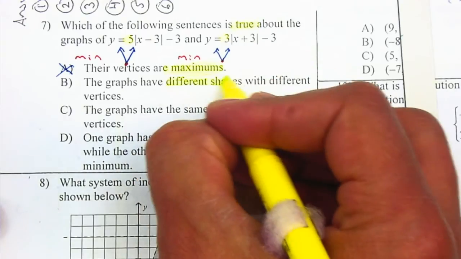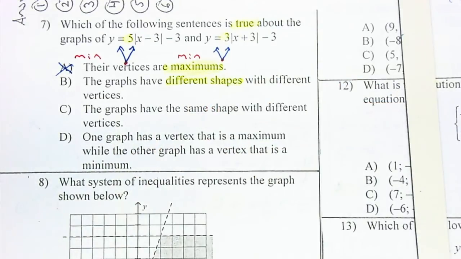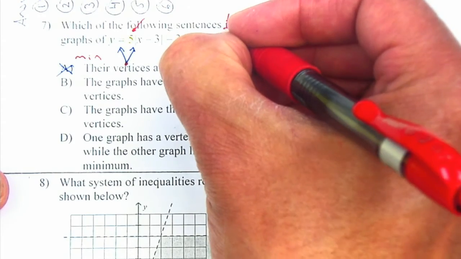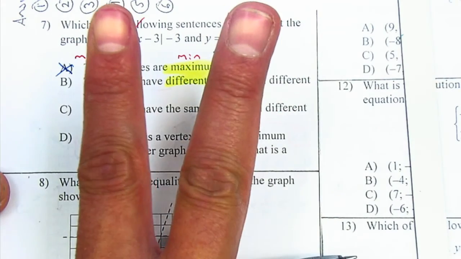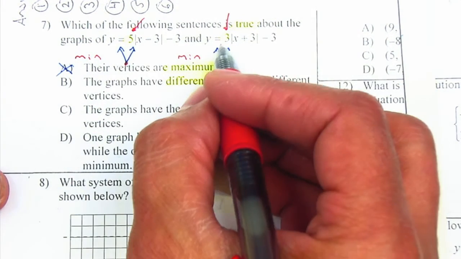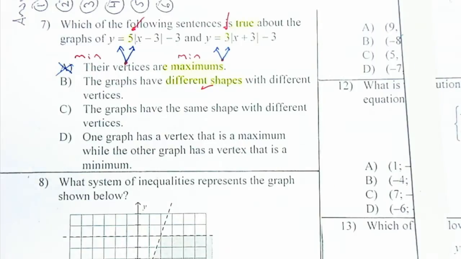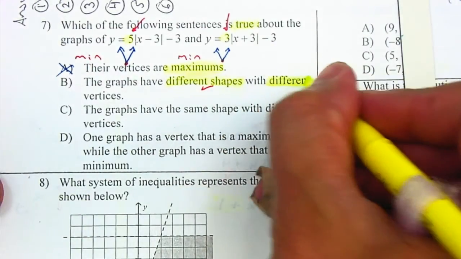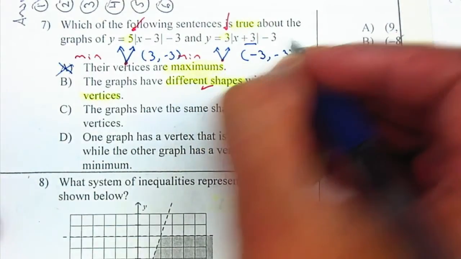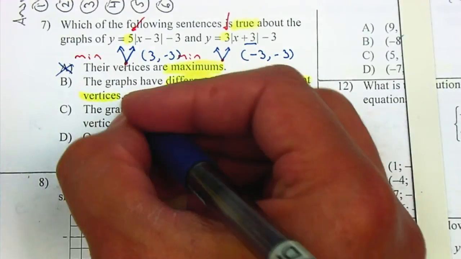What determines the shape of a graph? Do you remember? The shape of the graph is determined, correct, by the slope. So one of them is going to be wider than the other one. So they do have different shapes. One of them has a slope of 5, the other one has a slope of 3. And they have different vertices. Well, let's check. The vertex for the first one is positive 3 and negative 3. Vertex for the second one, remember, the h is always the opposite. So yes, they do have different vertices.